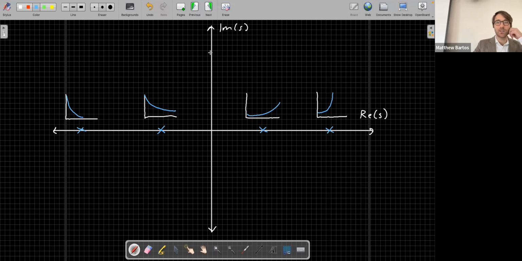Let's say we have a pair of conjugate poles on the imaginary axis. And again, these come in conjugate pairs, so these are always together. Okay, so what will the response look like for a pair of conjugate poles on the imaginary axis? It will be a sine or a cosine, exactly. So actually, let me make it clear that this is centered at 0 here. So this will be a sine or a cosine.